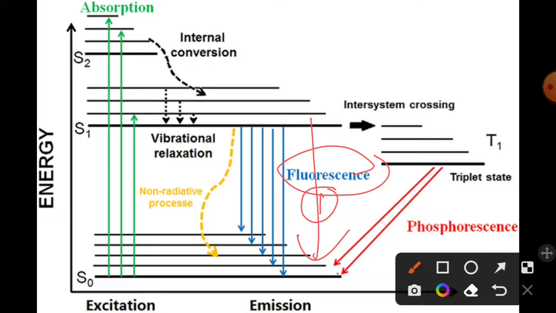So there can be two situations in fluorophore or fluorochrome when they go back to their ground state. One situation is they will immediately come back to the ground state. Okay, if it occurs, then it results in the fluorescence. And this kind of fluorescence will be used in fluorescence microscopy.